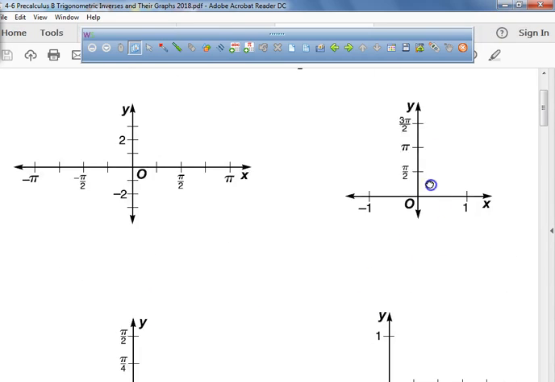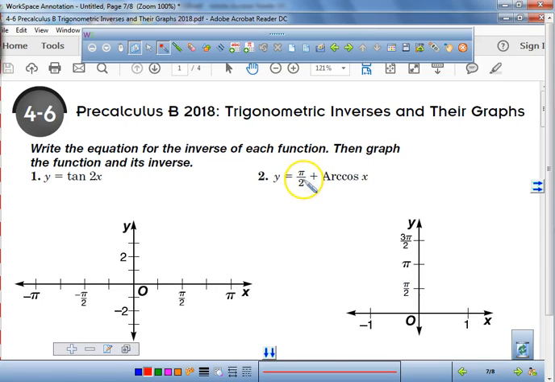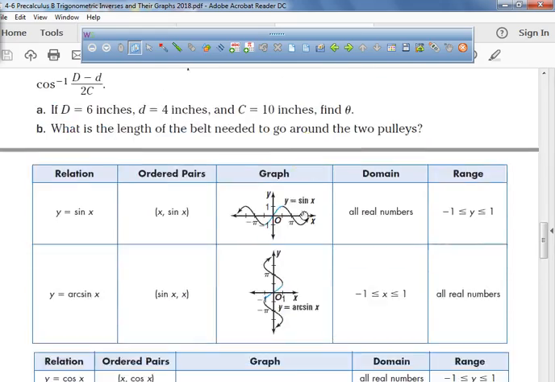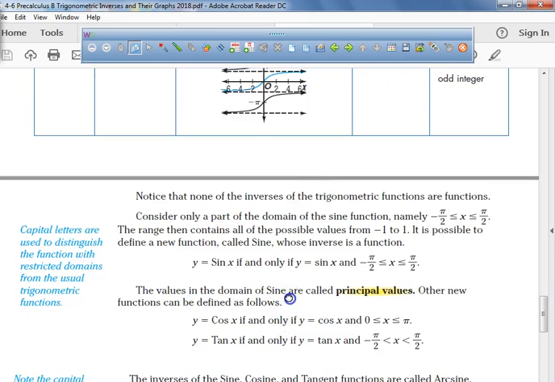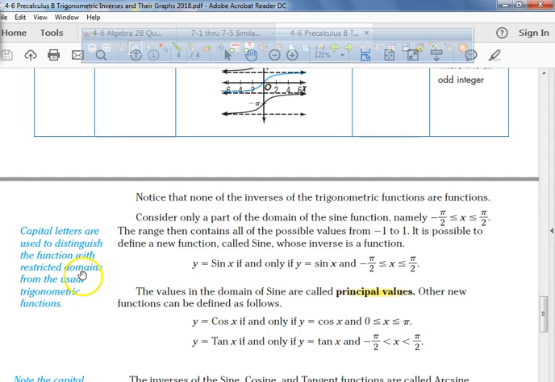All right, now, everybody, this right here is y equals pi over 2 minus the arc cosine of x. Now, by the way, you guys see this capital A? That capital A means something. So, go to your notes. Go to your notes. See here. It says, capital letters are used to distinguish the function with restricted domains from the usual trigonometric functions. Okay? So, if you see a capital letter, what's been restricted?